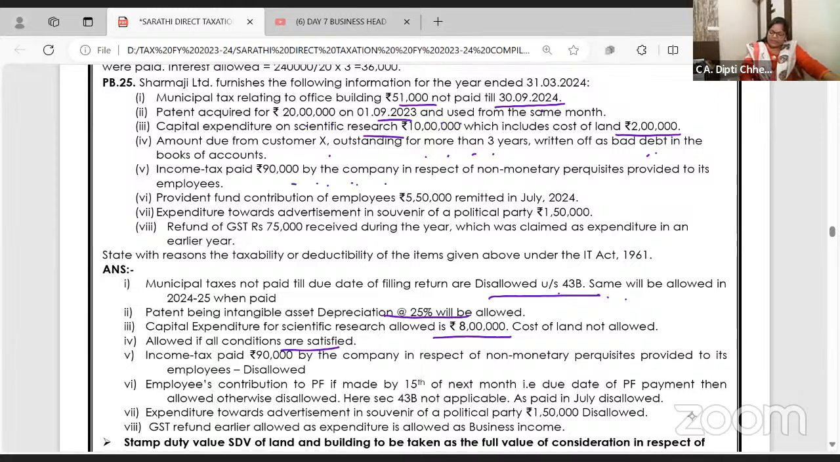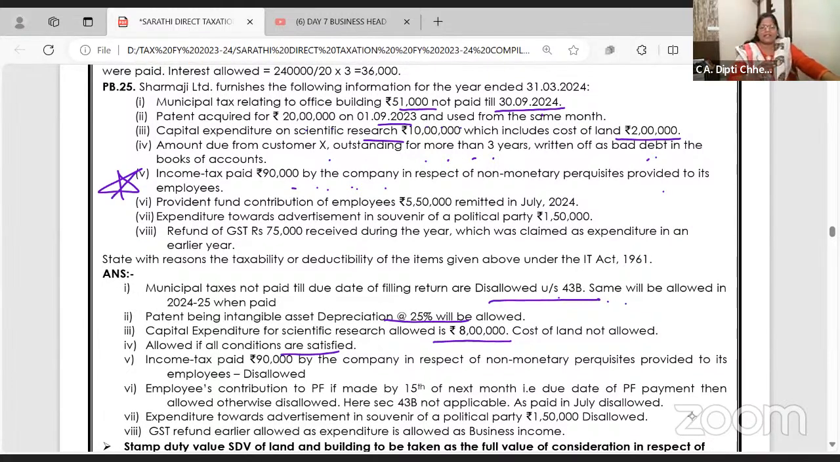paid by the company in respect of non-monetary perquisites provided to employees. Star mark. MCQ, fill in the blanks, somewhere or the other this entry comes. Now company is paying the income tax for employee. You know, company's own income tax is not allowed. Yesterday I talked in detail, GST and custom duty is allowed. Income tax is not allowed as business expense because you are not paying income tax only on the business income. You are paying income tax on house property, on capital gain.